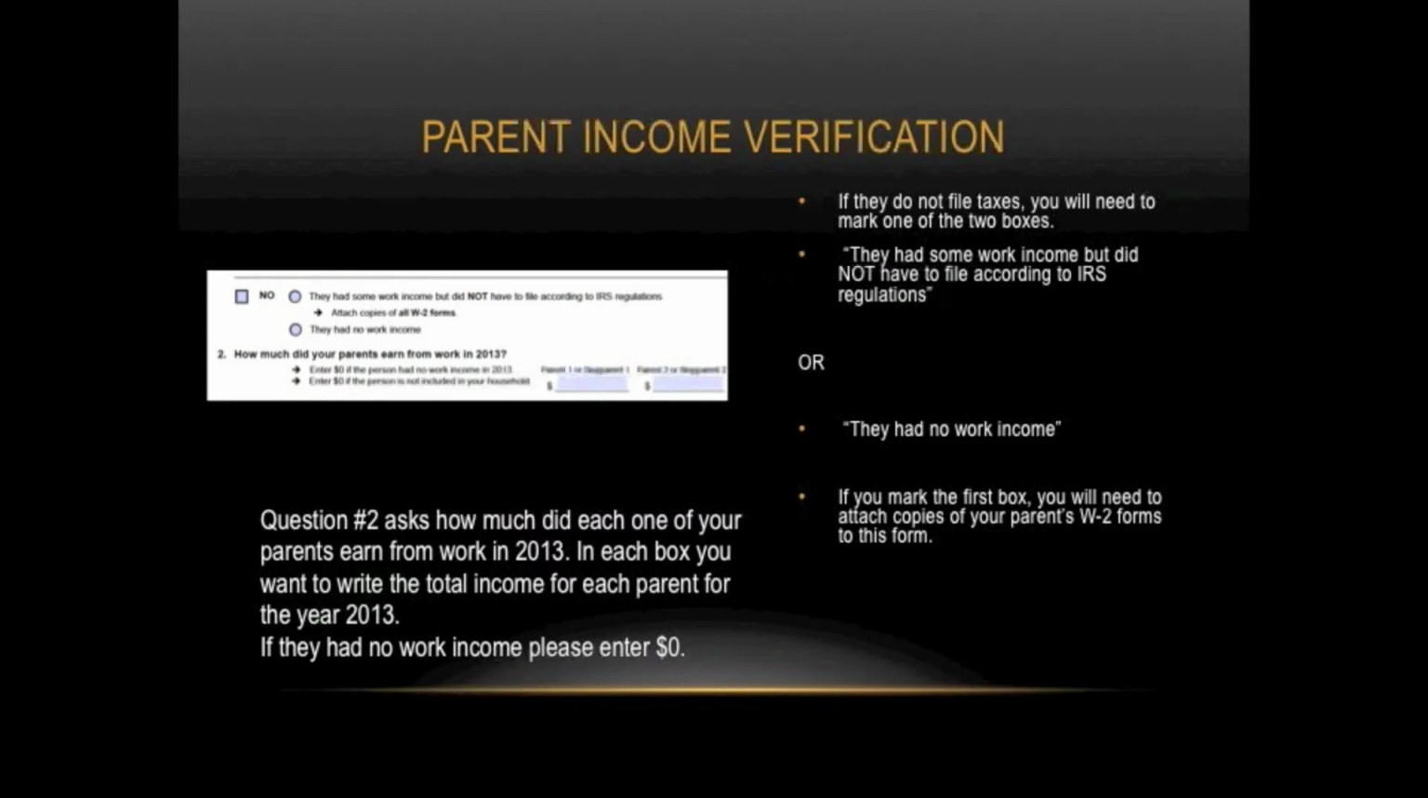If your parents do not file taxes, then you answer no to the first question and mark one of the boxes shown. They had some work income but did not have to file according to IRS regulations, or they had no work income. If you mark the first box, you will need to attach copies of your parents' W-2 forms to this form. Question number 2 asks, how much did each of your parents earn from work in 2013? In each box, you want to write the total income for each parent for the year 2013. If they had no work income, please enter $0.